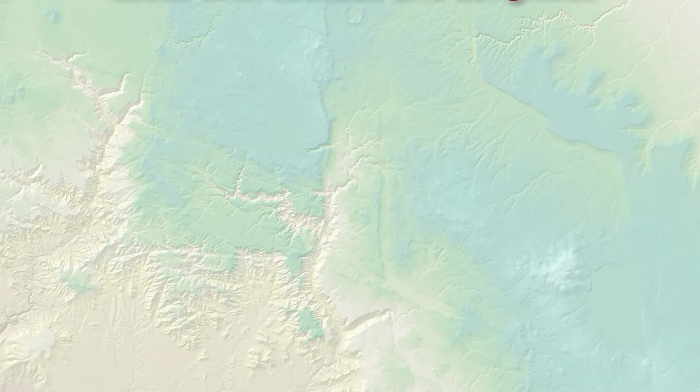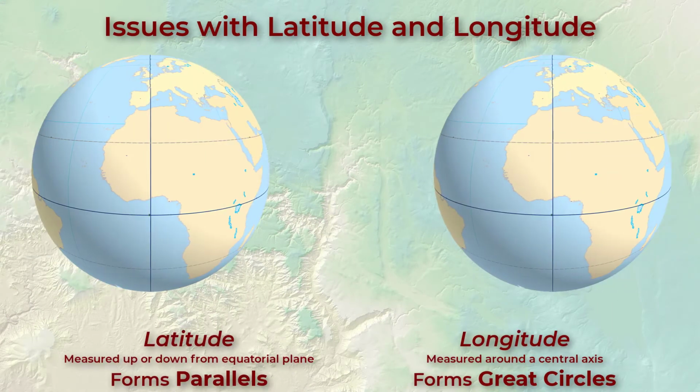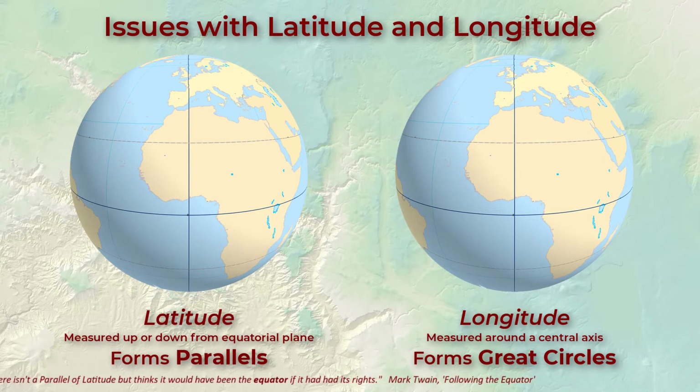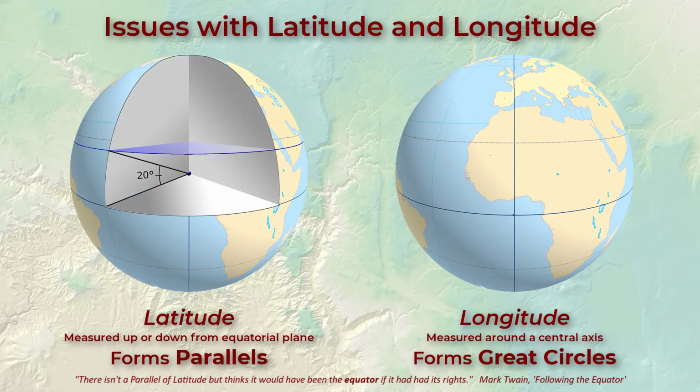Another real issue with latitude and longitude is that even though they're both in degrees, they are defined differently. Latitude is defined as an angle up from the equatorial plane, as you see on the left here, and it forms parallels up and down the globe. That's why they call these the parallels of latitude. As you get away from the equator, each circle gets smaller and smaller until it reaches a point at the poles.